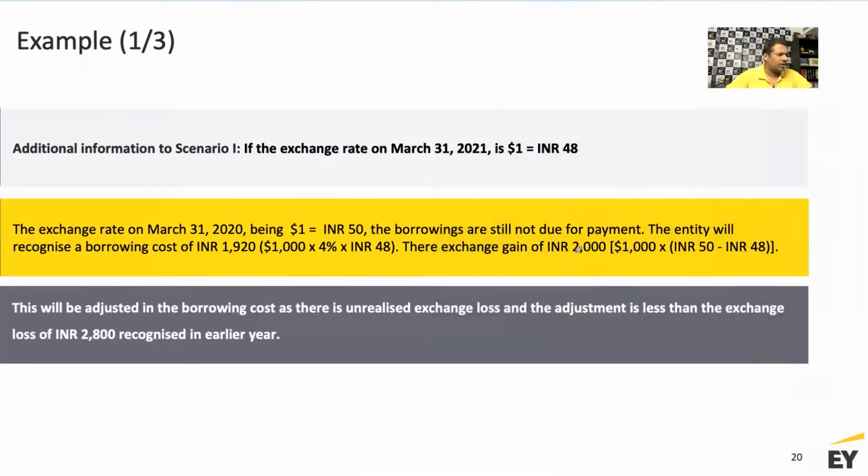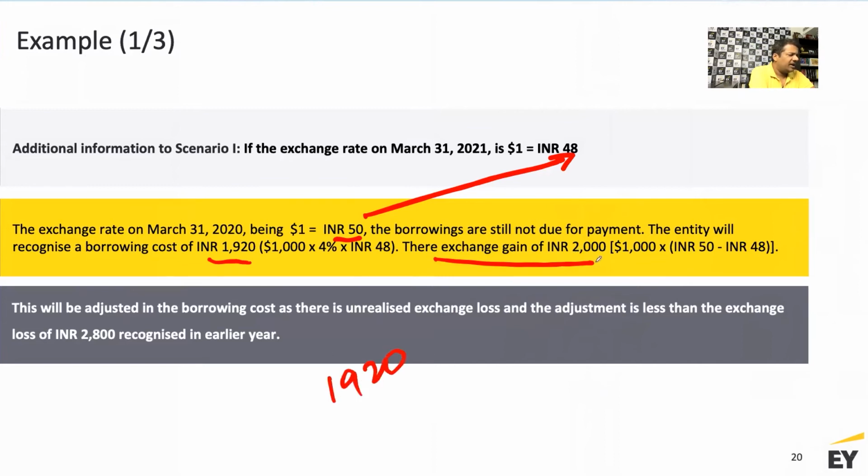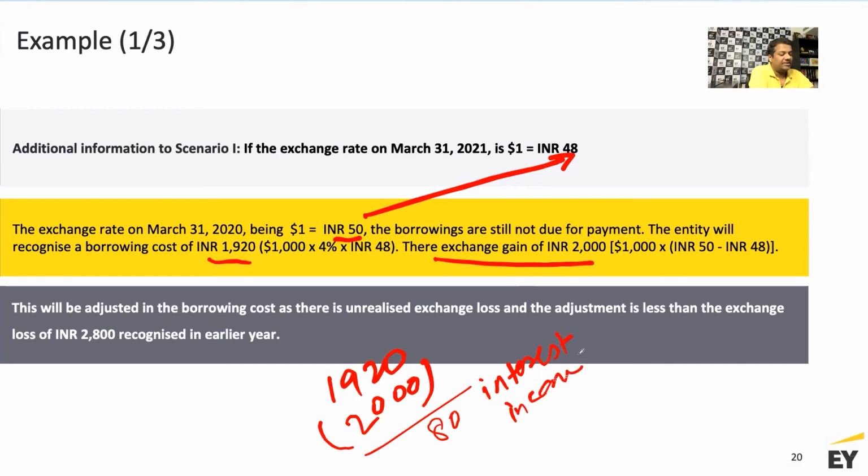in the accounting period. So what does that mean? That in this year, my borrowing cost is 1920, and actually I have this 2000 of gain, right? So essentially I have 80 of benefit, interest benefit, interest income, in fact, in this year, because there's an exchange gain and what I was actually paying.